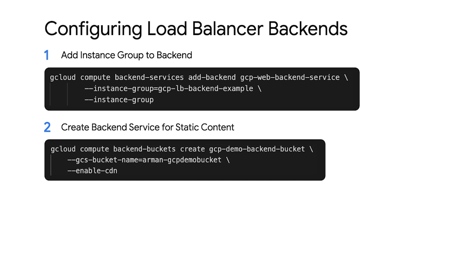The second command creates a backend bucket for our static content. Additionally, we are including the enable CDN flag in our request. By turning on the CDN, we are ensuring that static content is served globally from Google's edge caches instead of direct from the bucket every time. By doing so, we are greatly increasing the speed of the website.